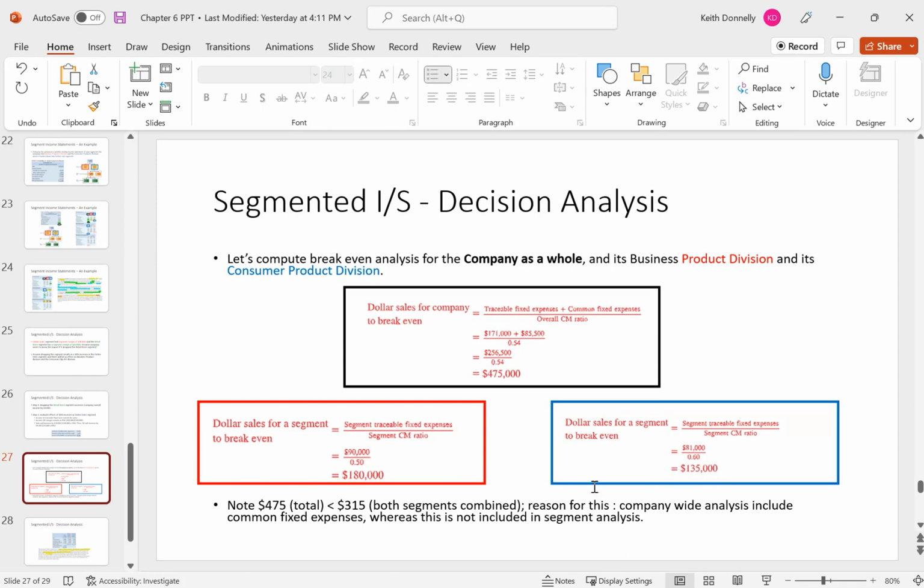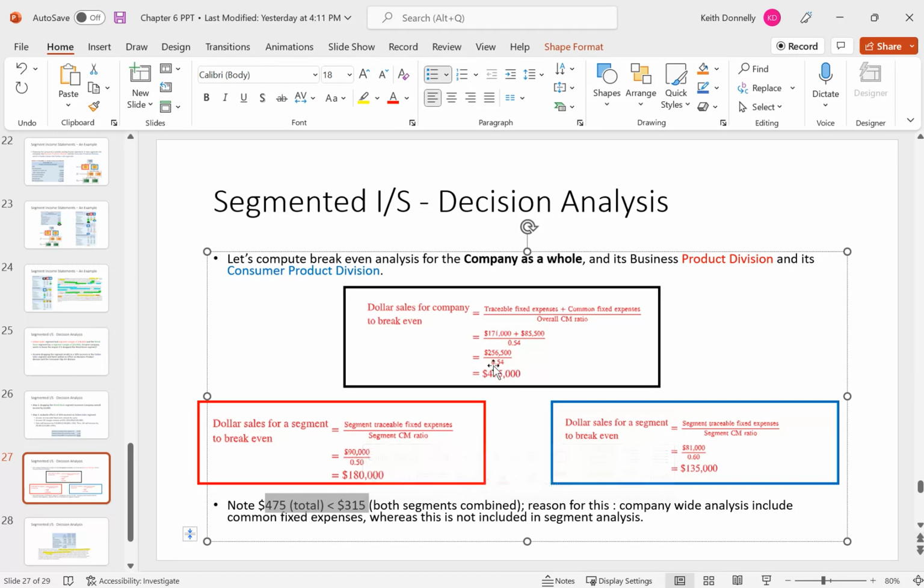One thing here, right? You may say, wait a minute. This guy's at 475. They're saying if we sell 475 in sales, we'll break even for the company as a whole. Why then, if we have two divisions and one sells 180 and one sells 135, will we break even? That's less than, right? If you add these two together, 315, both segments combined, why are they different? Shouldn't this 475 equal those two divisions? Well, the reason for this really comes down to the common fixed expenses up here. We're including it at the company-wide level. We're not including it at the segment level, right? So that explains why it's different.